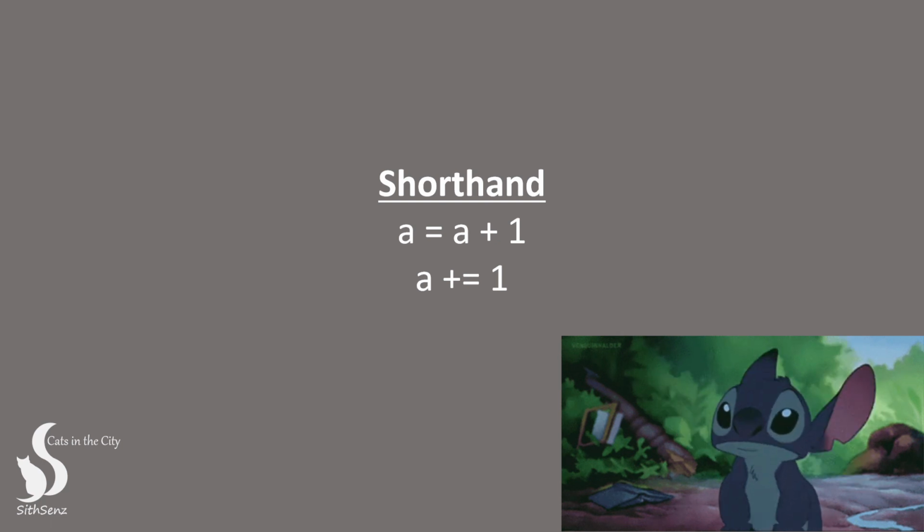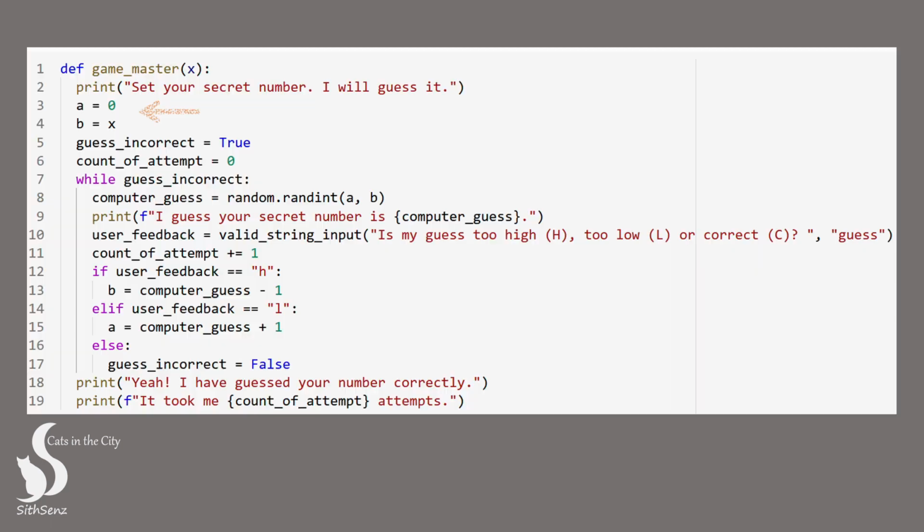Next, we'll move on to the game master function. Remember that if the user decided to be the game master, the user will choose the secret number, while the computer will be the player that guesses the secret number. We'll need to set the lower and upper limit of the guesses. Let's use A and B. Initially, A will be 0 and B will be x, which is the upper limit for the secret number. A and B will be updated from the clues given by the user, who is the game master.